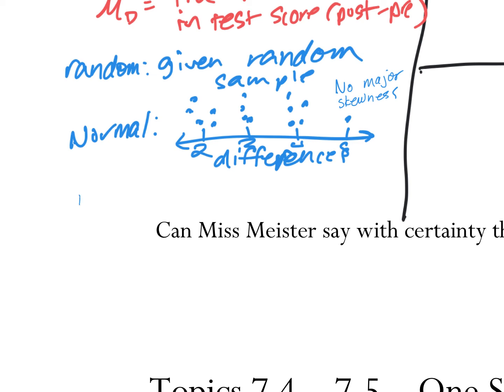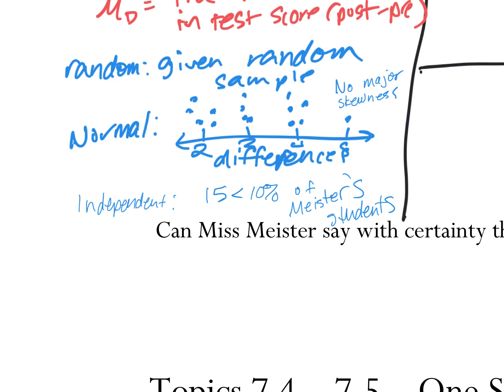Independent? 15 is less than 20% of the population. We're going to pretend it's true, okay? It's definitely not true. This is one of the lowest class loads I've ever had. But let's pretend, okay? All right? Next.